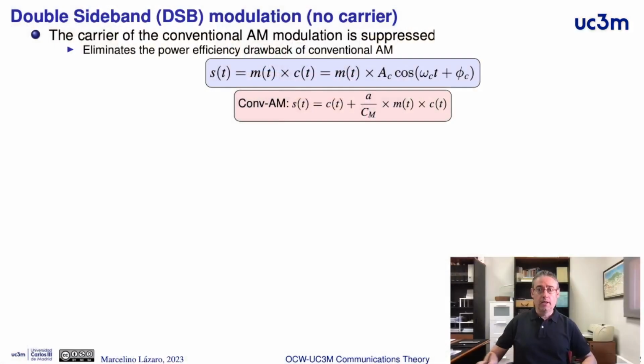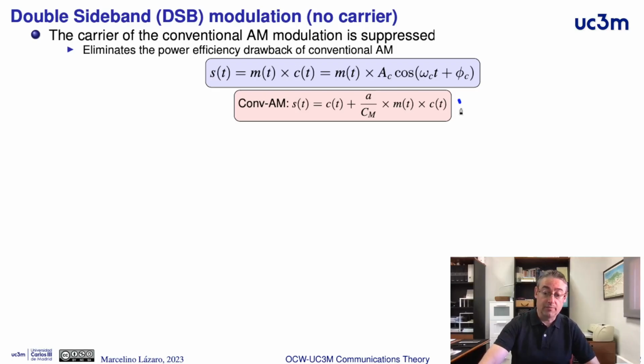In this video, we will present the double sideband modulation, one of the variants of amplitude modulations. The modulated signal is relatively simple. In particular, it's much simpler than the modulated signal in a conventional amplitude modulation.